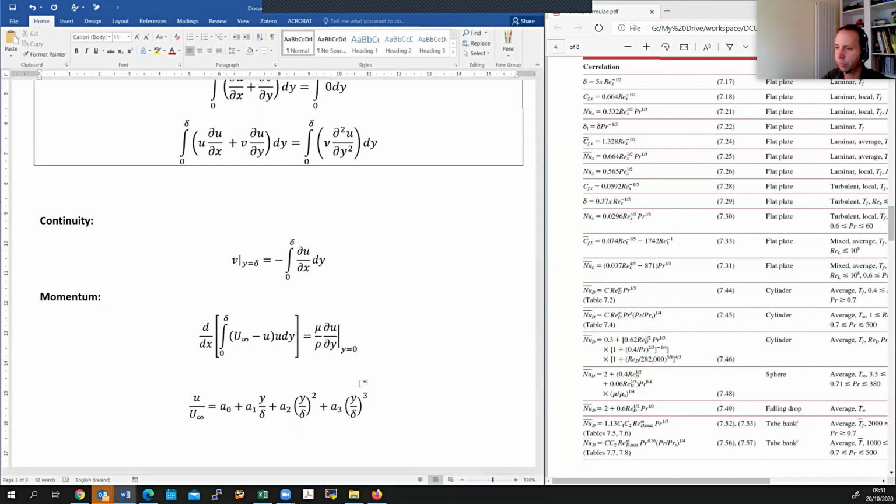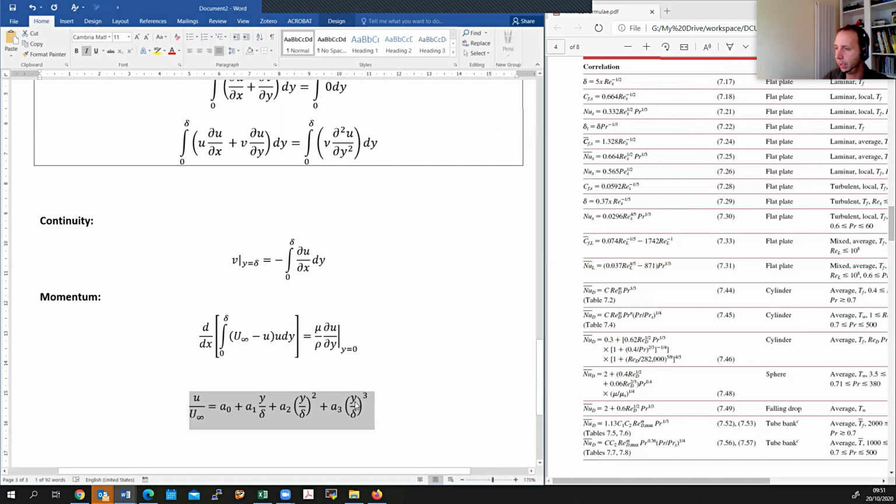We have a non-dimensional definition here. U is expressed as a function of y, but instead of u directly, we look at a non-dimensional form of u as a function of a non-dimensional form of y. We now have an equation which is dimensionally consistent. That is, we've got a non-dimensional term equal to a non-dimensional term, so no issue there.